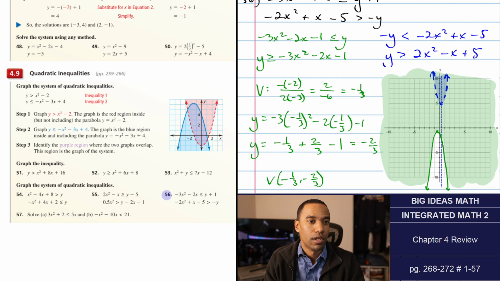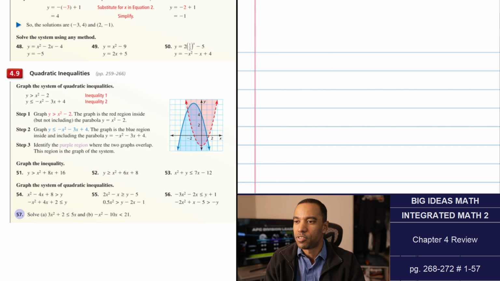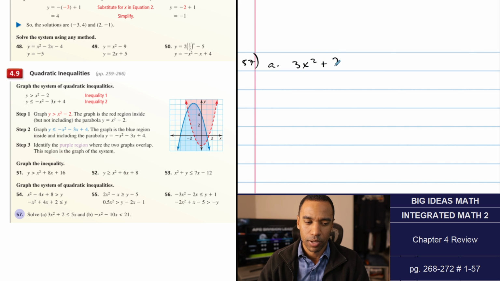Last problem. Number 57, we are solving these two things here. It's two different questions, I believe. So 57A, let's see, 2 hours, 14 minutes. We're still good, didn't run out of time yet. It's 57A. We're solving 3x squared plus 2 is less than or equal to 5x.